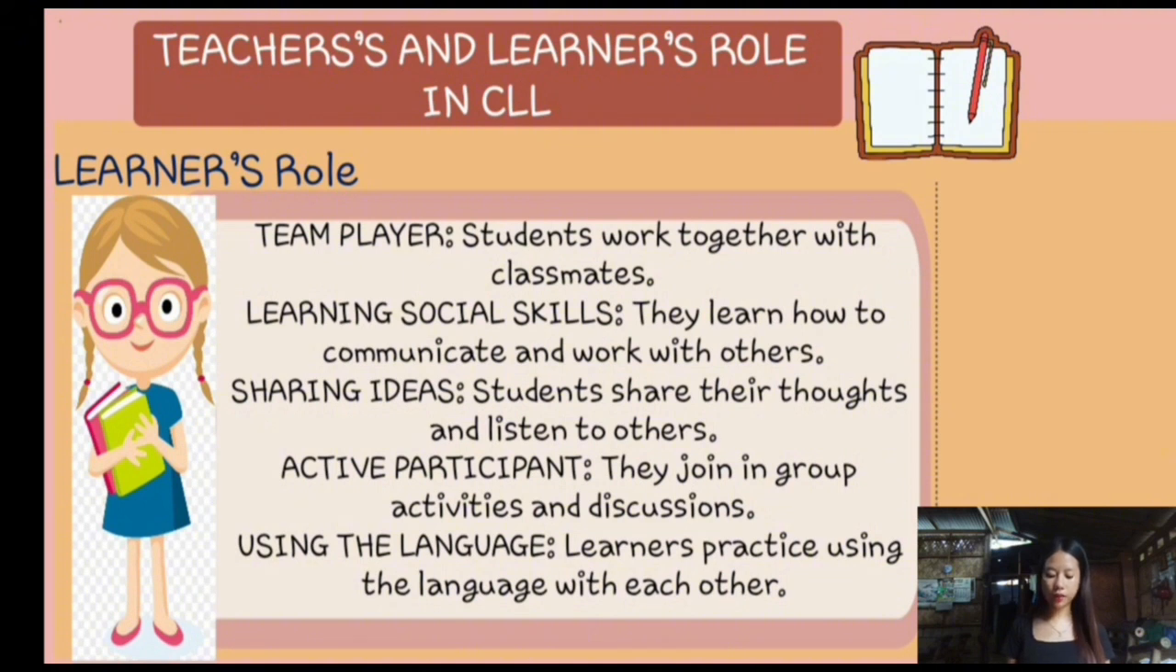Sharing ideas. Students share their thoughts and listen to others. So, dapat nag-share ang mga estudyante ng mga ideas nila sa isa't isa at nakikinig sa iba't ibang idea ng bawat estudyante. So, active participants. They join in group activities and discussion. So, ang mga estudyante ay dapat na sumasali sa mga activities at discussion.